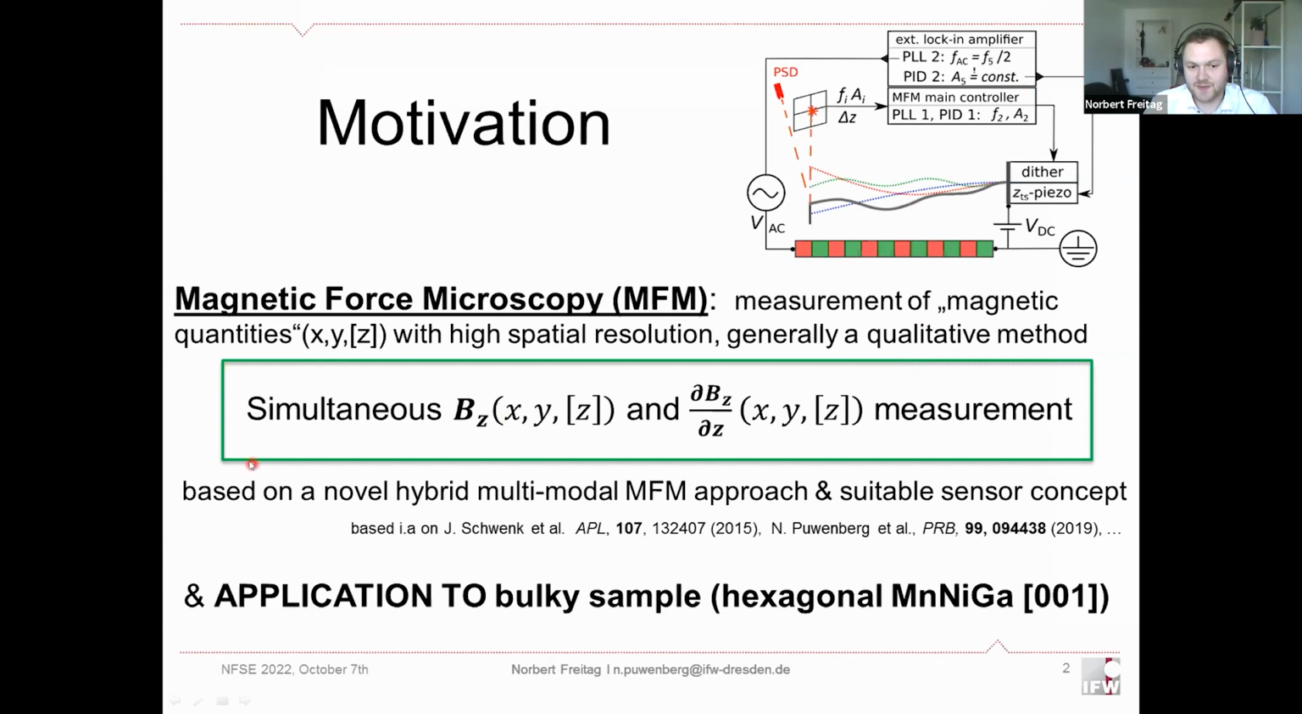And this is based on a novel hybrid multimodal MFM approach. This new concept connects a special cantilever beam design and a magnetic nanowire probe. And I want to show data as an application to a bulk sample, which is a hexagonal magnetic nickel gallium crystal, which has 001 easy axis anisotropy.